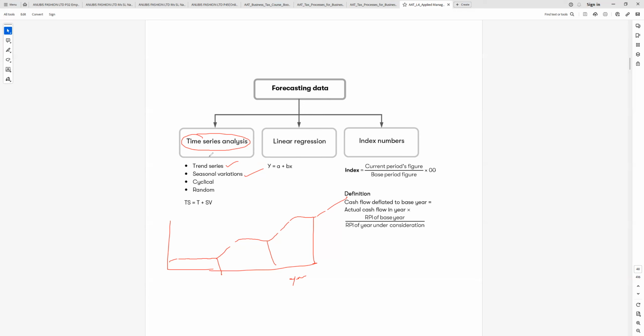The cyclical and the random variation are a little bit different. Cyclical variation is basically after a certain period. For example, every 10 years, people change the fashion style.